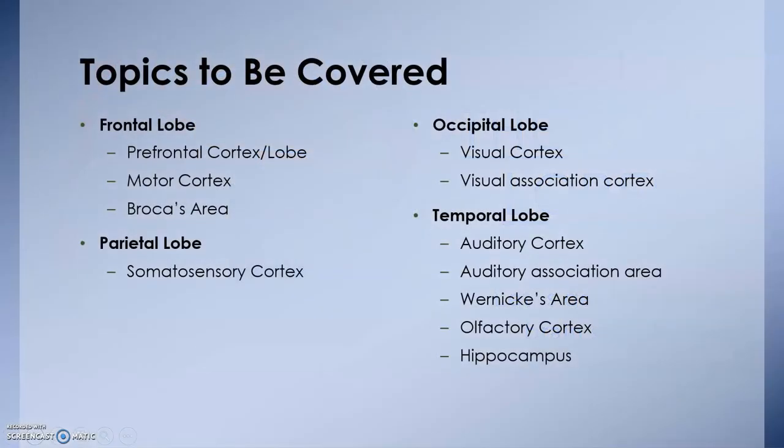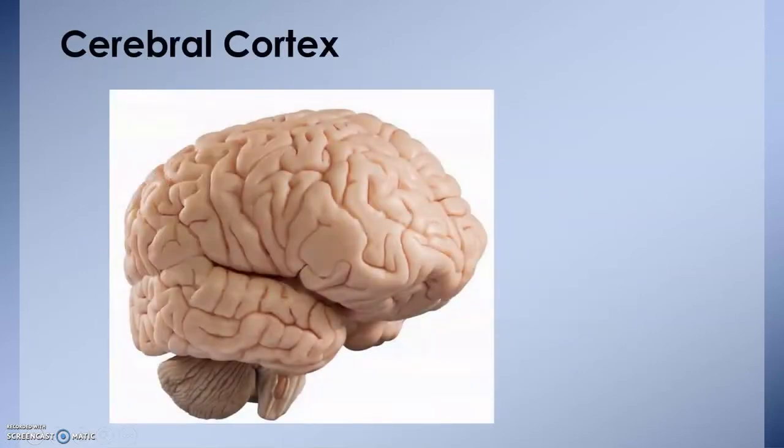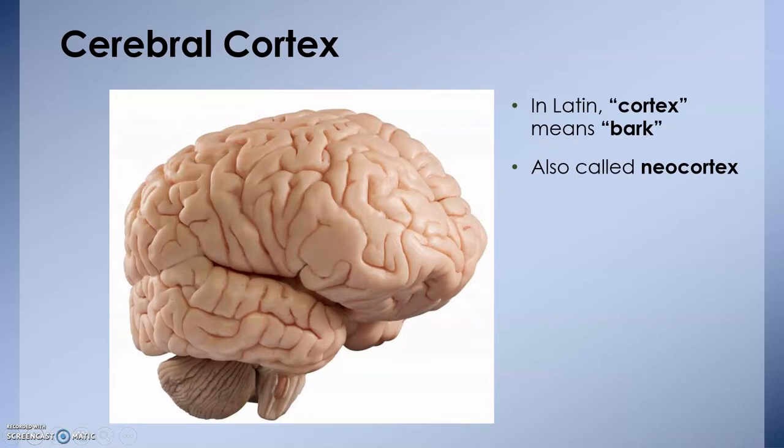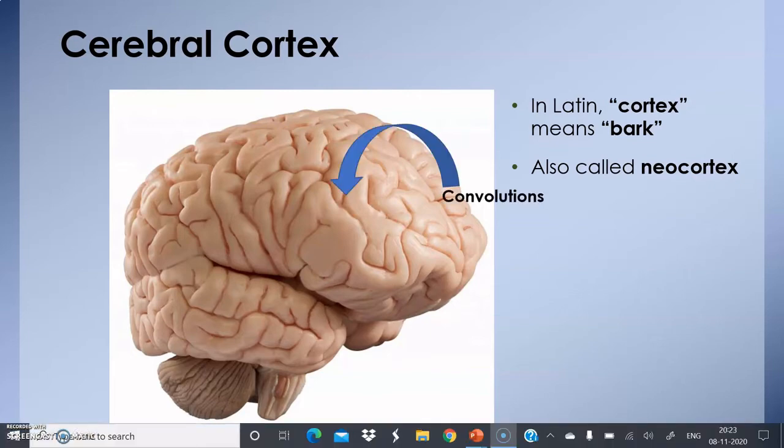Now, these are the topics to be covered as part of the four lobes of the brain. However, this video only contains information about the frontal and parietal lobe. Let's get started. Now, the outermost layer or the surface of the brain is called the cerebral cortex. In Latin, cortex means bark, and it is also sometimes called the neocortex. The term neocortex reminds us that it is the most recent brain region to evolve.